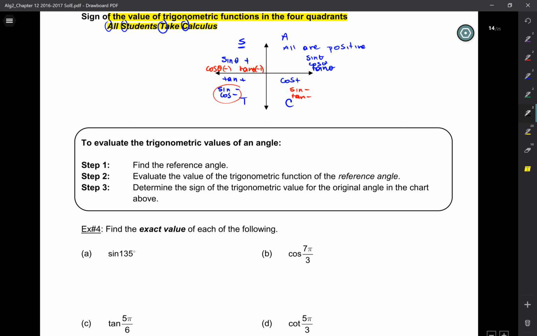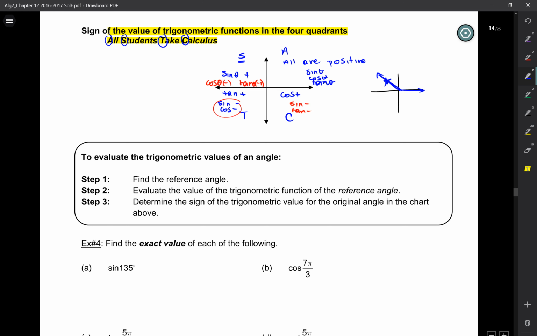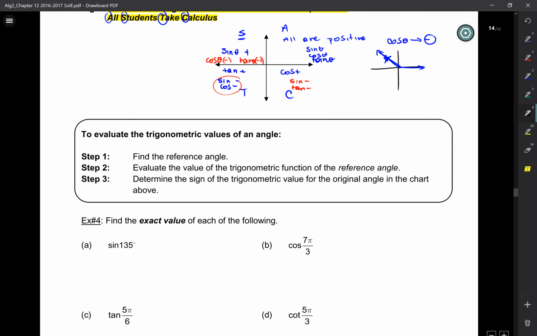That means, this is what this means. If my angle is in this quadrant, like that, okay? And if I wanted to find the cosine of that angle, would it be positive or negative? It would be negative, okay? Suppose I had an angle in here. And if I wanted to find the cosine of that angle, would it be positive or negative? Positive. That's what that means.